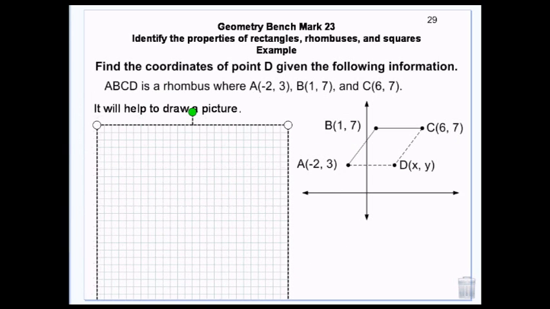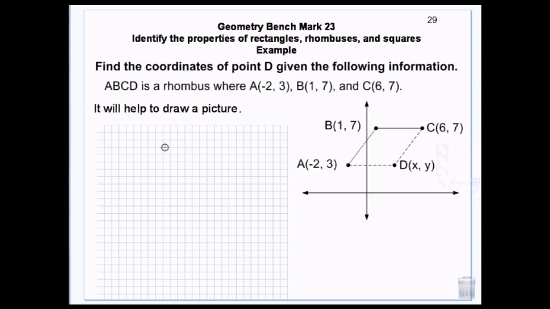So I'm going to insert some axes. And I've got some negative x's, so I'm going to make my axes over a little ways. And then I'm going to come in, I'm going to plot the points that I have, A, B, and C. I don't know D. So A is -2, 3: 1, 2, 3.